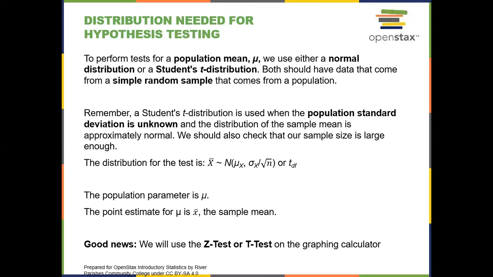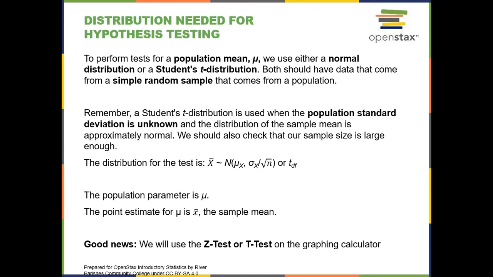To perform tests for a population mean mu, we use either a normal distribution or a student's t distribution. Both should have data that come from a simple random sample from a population. Remember, a student's t distribution is used when the population standard deviation is unknown and the distribution of the sample mean is approximately normal. We should also check that our sample size is large enough. The question is, what sample size is large enough? Usually n should be 30.